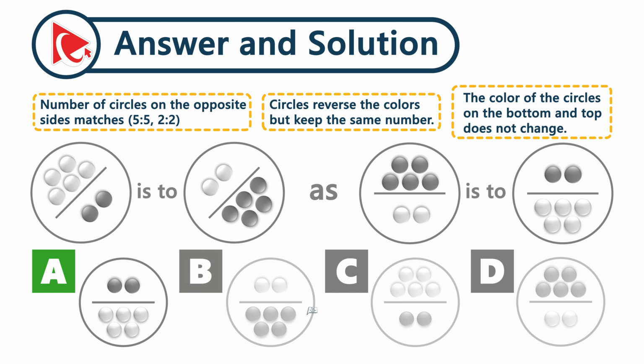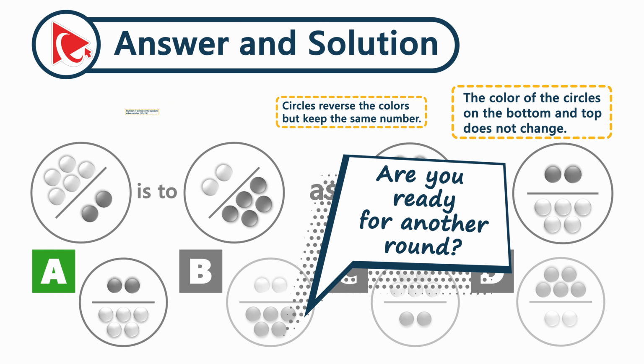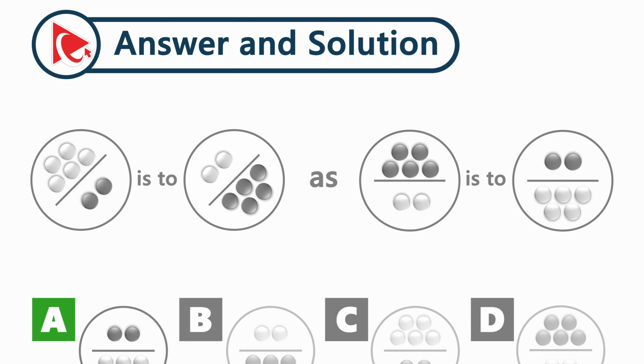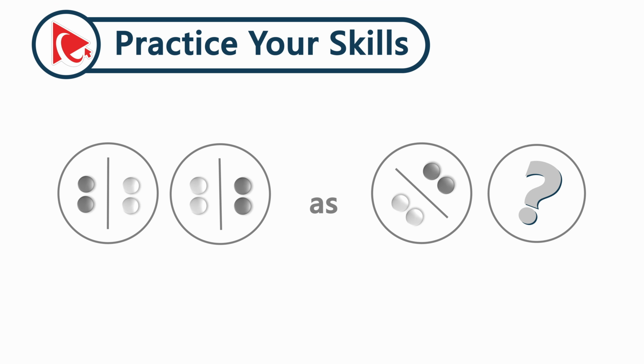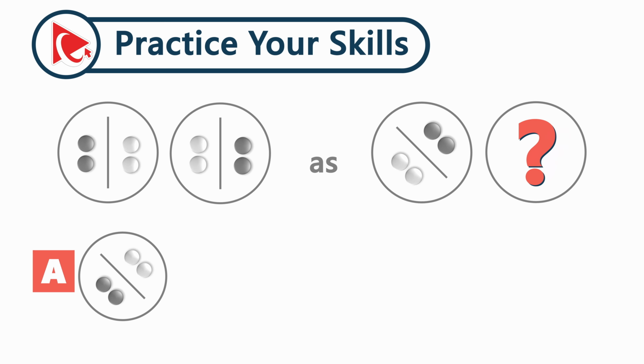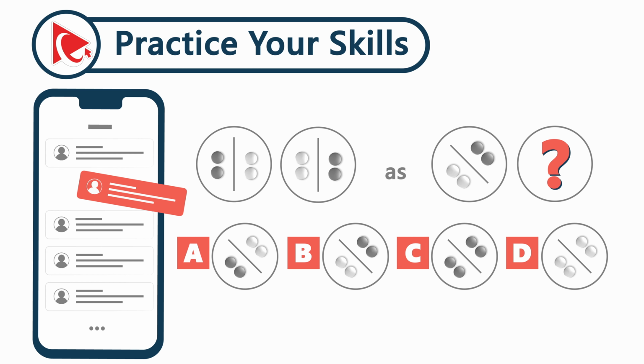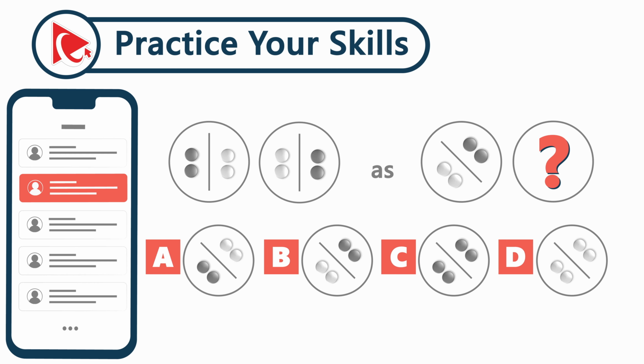But wait, are you ready for another round? Now that you know how to tackle these types of challenges, let's keep the momentum going. Try this question to see how you would do. You're presented with the series of shapes. The first shape is to the second shape, as the third shape is to the missing shape. You need to determine the missing shape out of 4 possible choices: A, B, C, and D. After you work out your answer, post it in the comments and I'll share my feedback. Enjoy solving this cool problem.